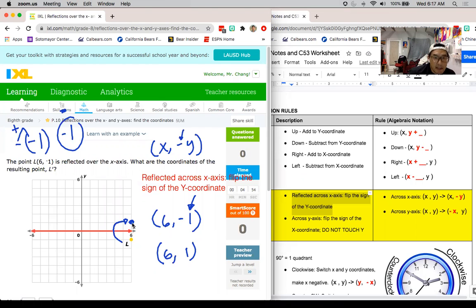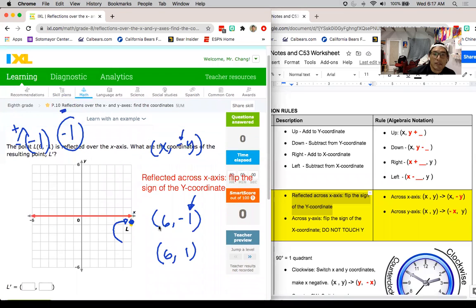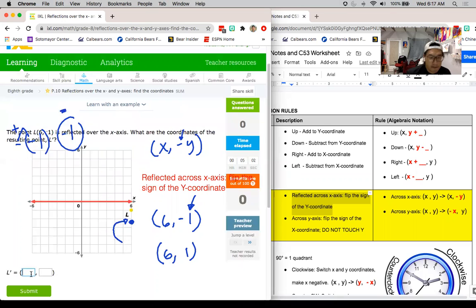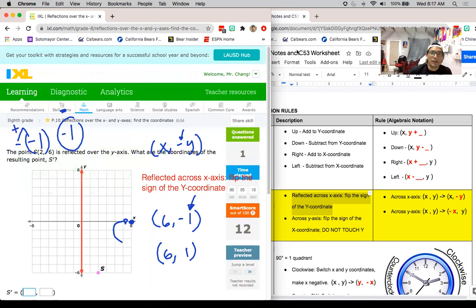And you can see, as I put this point where it's supposed to, I'm going to put the coordinate in there. As I type these coordinates in, so 6, 1, remember it was -1, I'm just flipping the sign. There you go.